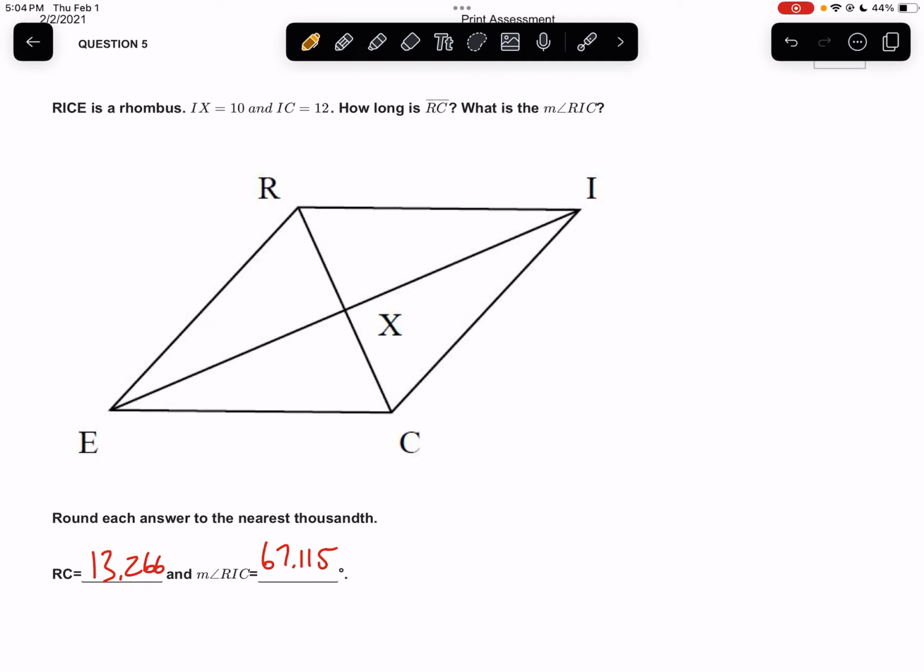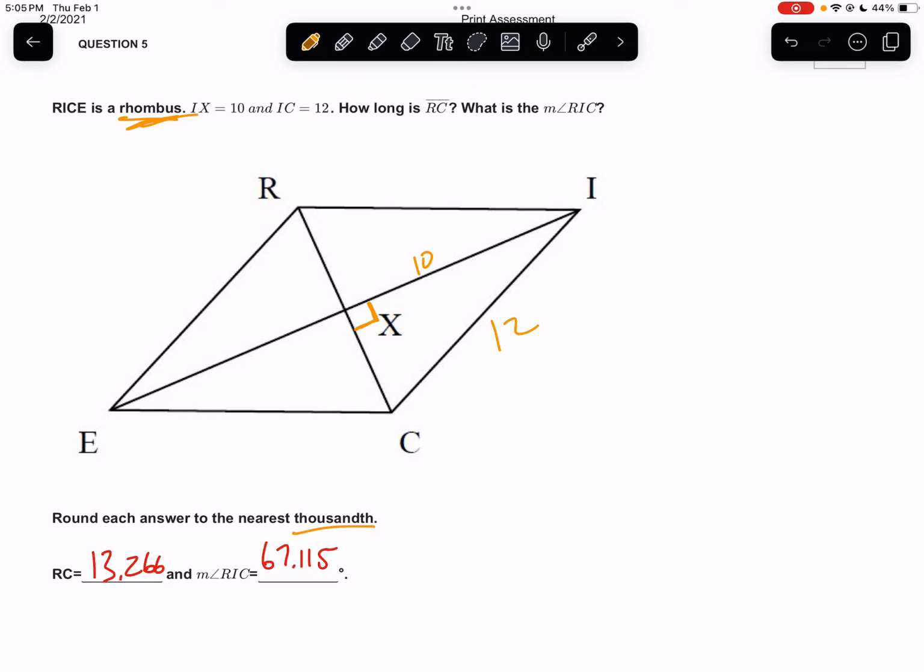This says RICE is a rhombus. IX equals 10. IC equals 12. How long is RC? What is the measure of angle RIC? Round to the nearest thousandths. So, things we know about a rhombus. We know that the diagonals are perpendicular. Find the right triangle. That's your job. Some shapes, it's a lot easier than others.